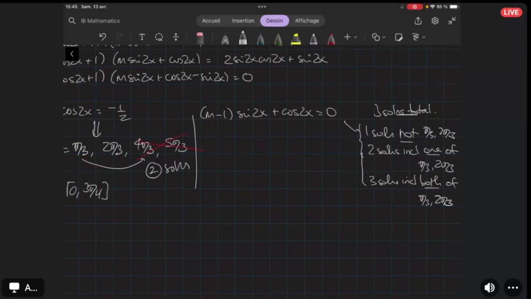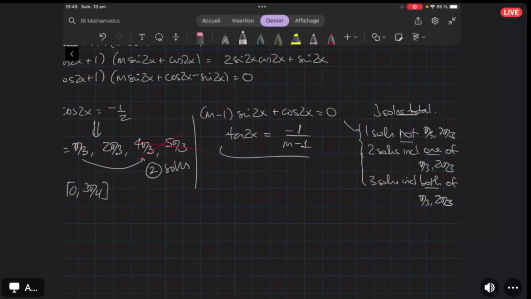I'm just listing out the cases. We'll revisit this when the time comes. Or you get 4 solutions. No. Anyway, so m minus 1 sine of 2x plus cos of 2x is equal to 0. All right, so isolate and solve.